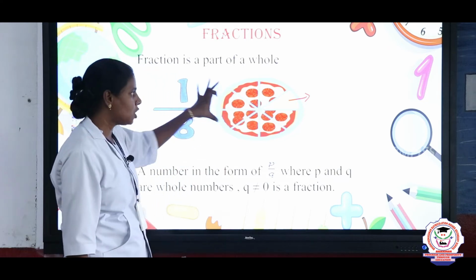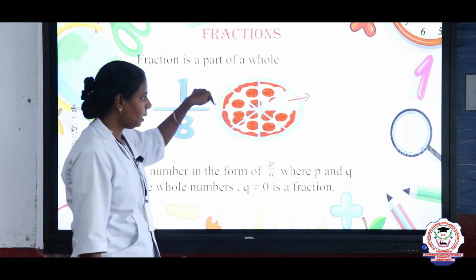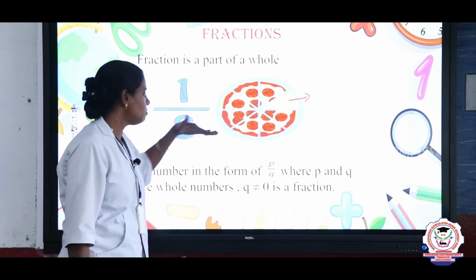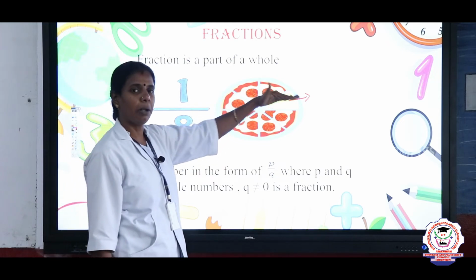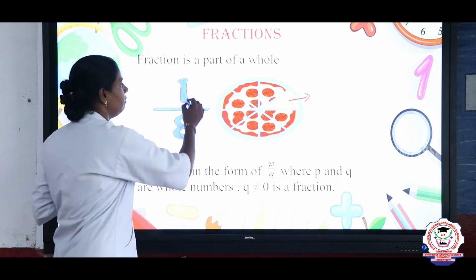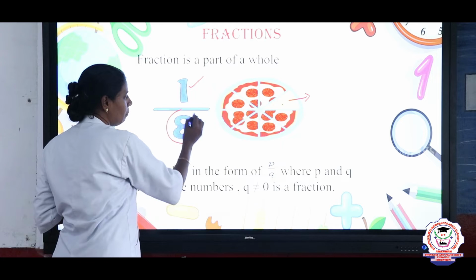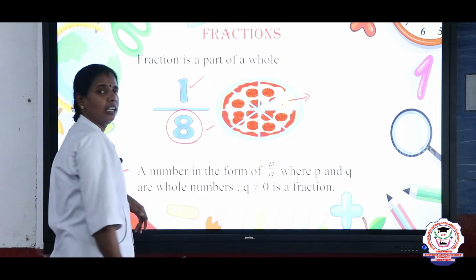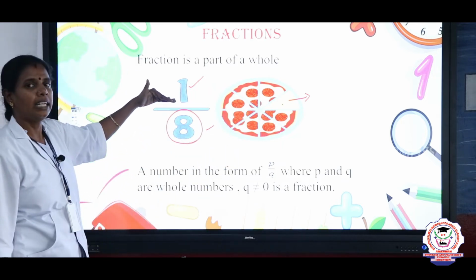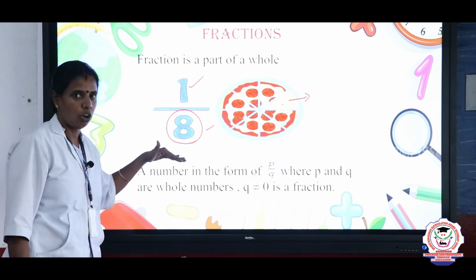So how will we write this as a fraction? The total number of parts will be in the denominator and the given part will be in the numerator, which is only one part which we have given, so it is 1, and the total number of parts in this cake is 8. So, the upper part is called numerator and the lower part is called denominator.